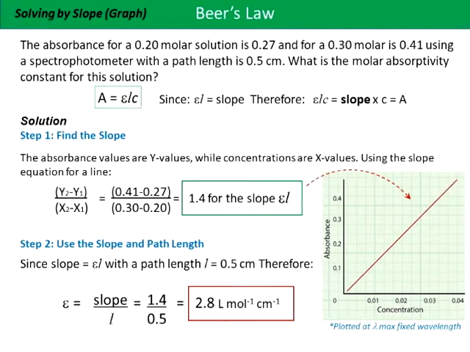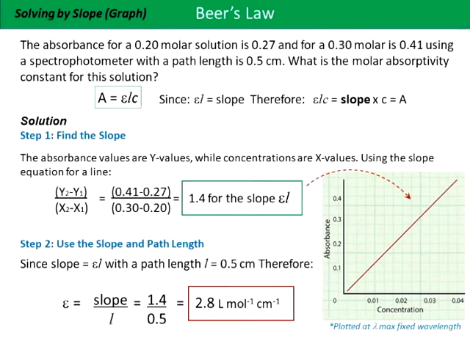We take the Beer's law equation, A equals epsilon L C, and since the slope is equal to epsilon L, therefore we can say that epsilon L C equals the slope times C, which is the concentration, and that too can be used to evaluate the absorbance. We will take these equations and we will use them to solve for the extinction coefficient or the molar absorptivity constant. We'll do this in 2 steps.